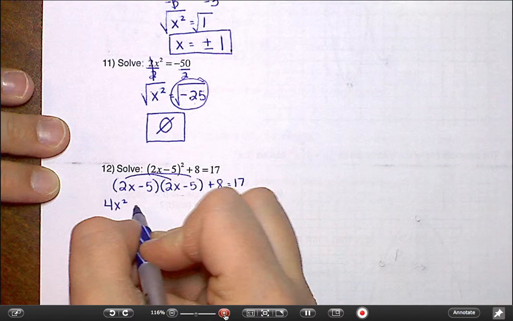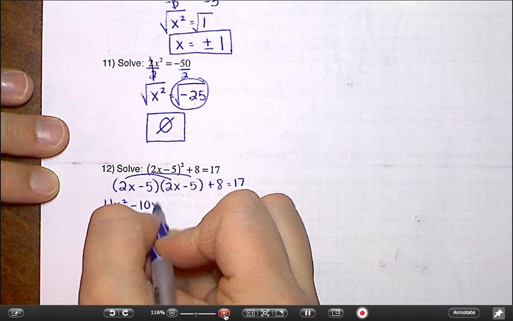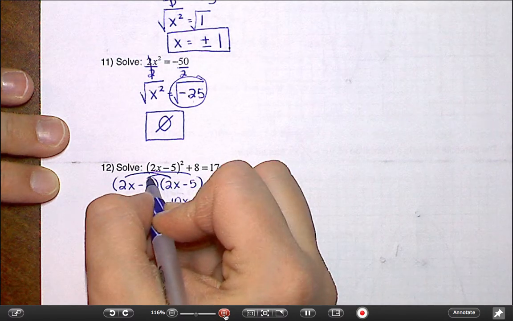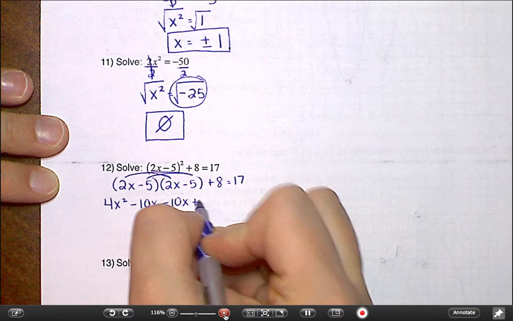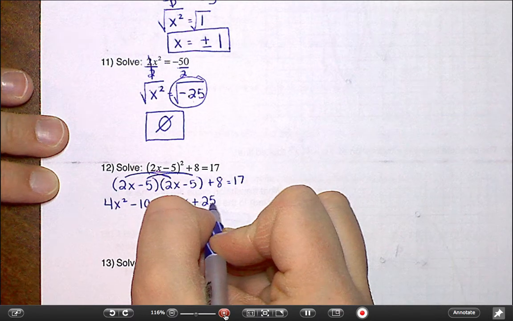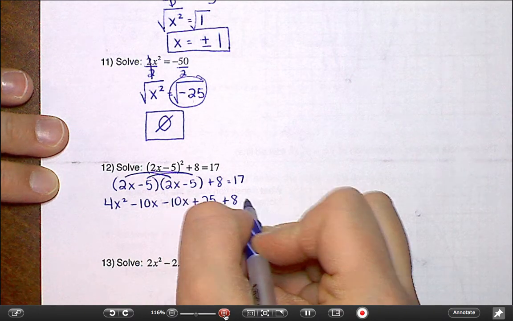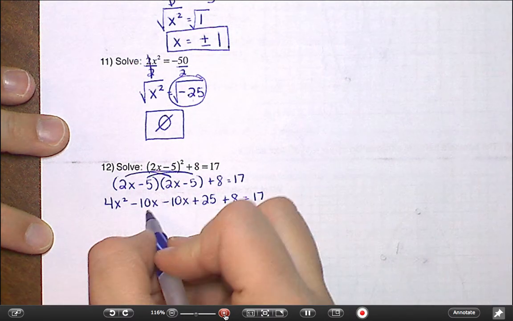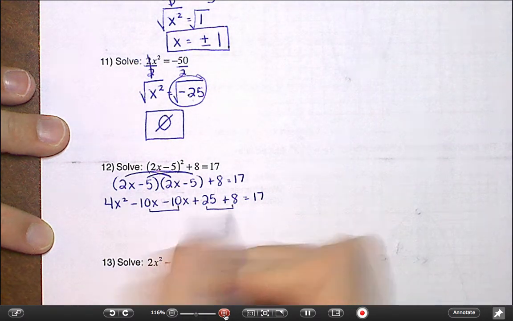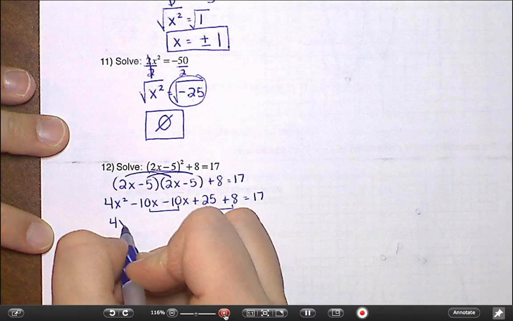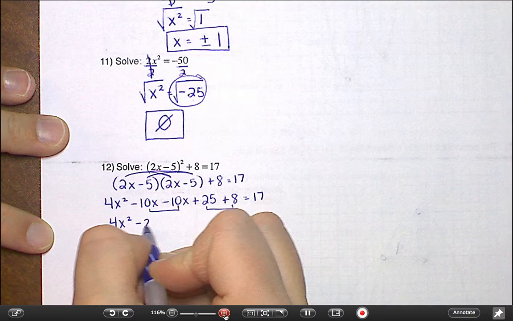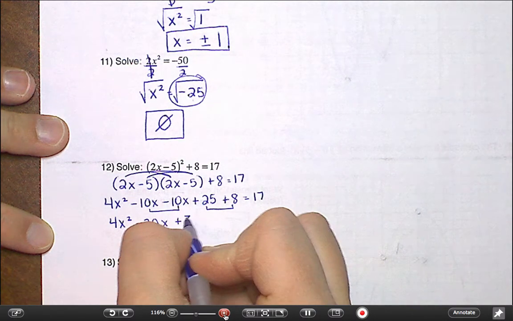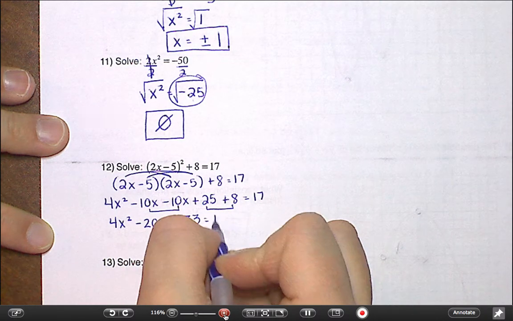2x times negative 5 is negative 10x. Negative 5 times 2x is negative 10x. And negative 5 times negative 5 is positive 25. Plus I have a plus 8 at the end, and then that equals 17. I'm going to combine the things that I can, which would be these and these. So now I have 4x squared minus 20x, 25 and 8 is 33, equals 17.